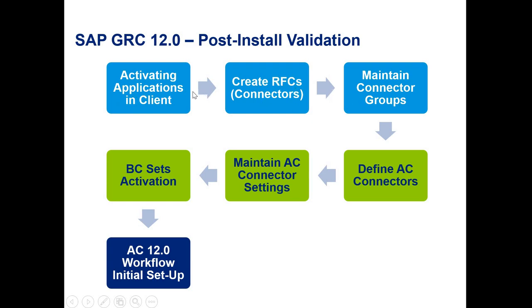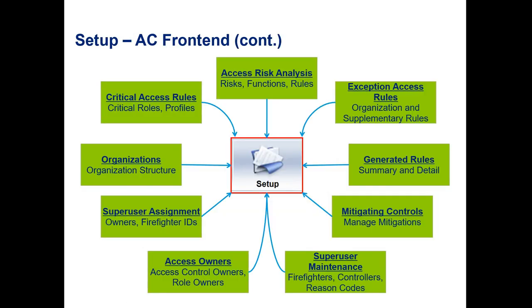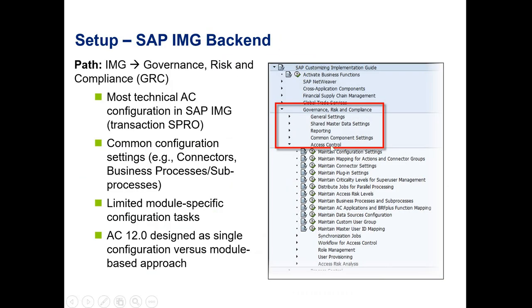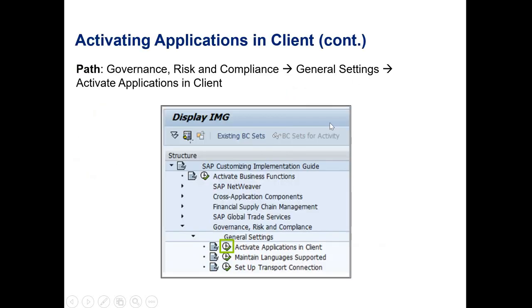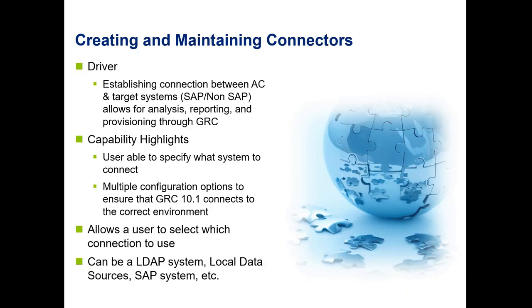So let's see that quickly. How to do this, and by the way everything is mentioned here, okay, not to worry. If you scroll through, you can find where we do the configuration, and from here you can see activating application in the client. So you go to this path, a screenshot of the path is there in SPRO, or you can go here, and once you click on activate application in the client, it will ask you for a new entry, and then you mention here access control, process control, risk management, and activate it. So those are mentioned here with a little bit of theory.